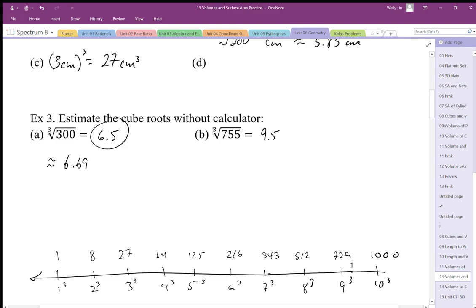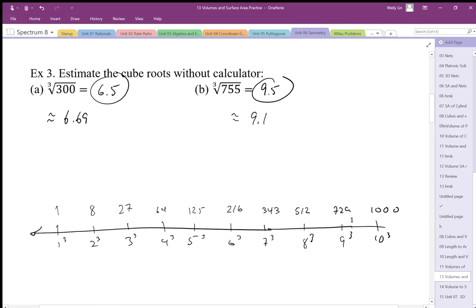If we actually work that out on our calculator, we get about 9.1. Anywhere in between 9 and 10 is going to be good enough. So 9.1 is our actual value, and this is an estimate value. When we're estimating without a calculator, we want to just make sure we're in between the right integer values. Okay, all right.